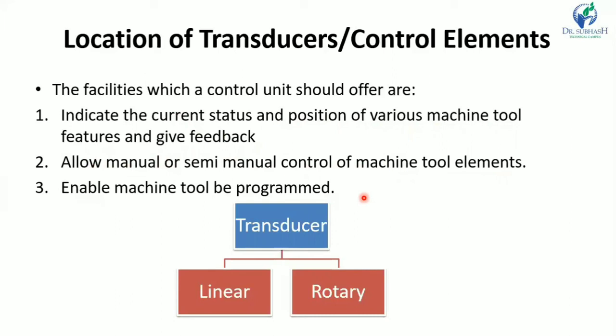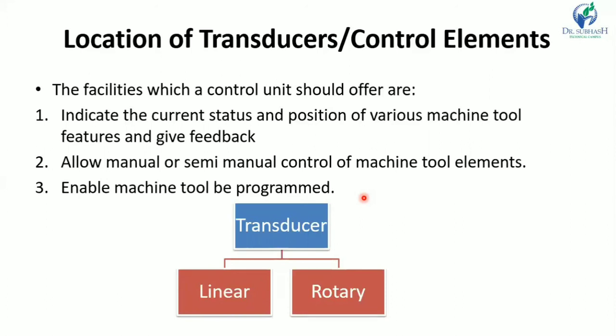So the control unit part for allowing the manual control and the programming of the machine may be housed on the machine structure itself, or a separate control panel may be installed near the machine, or it may be mounted on a swing arm to allow it to be adjusted according to the position of the operator. The facilities for indication of the present status of the machine features and to give feedback have to be provided at suitable places on the machine tool itself, so that the actual movement of slides, etc., can be monitored and fed back to the control system.